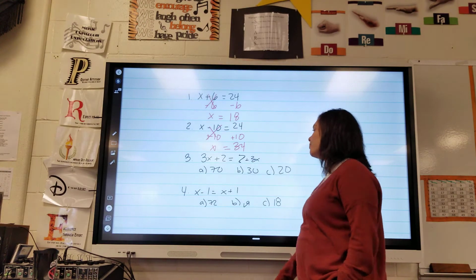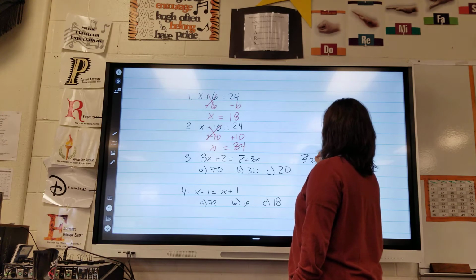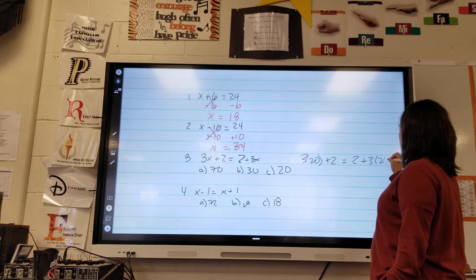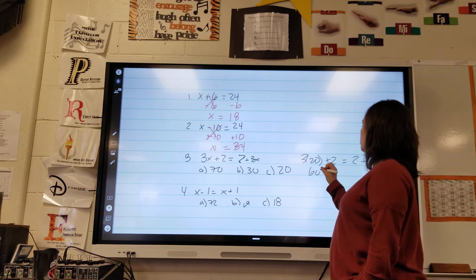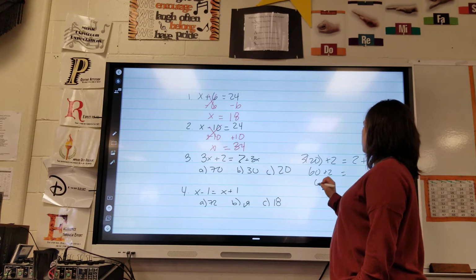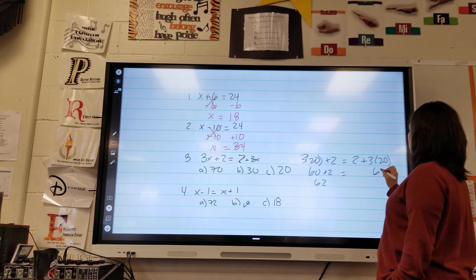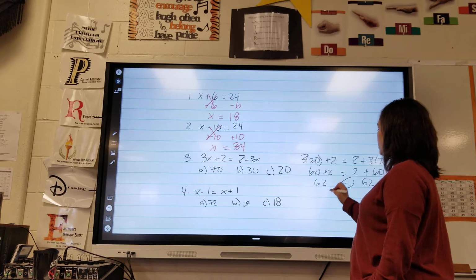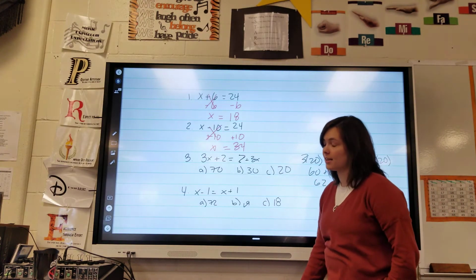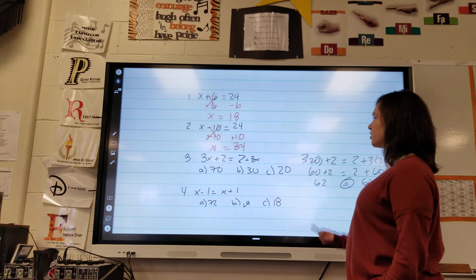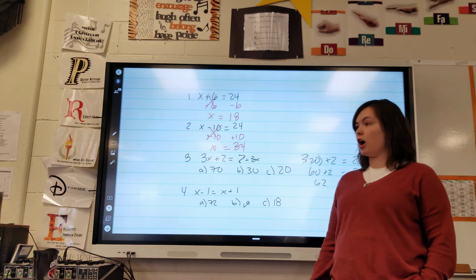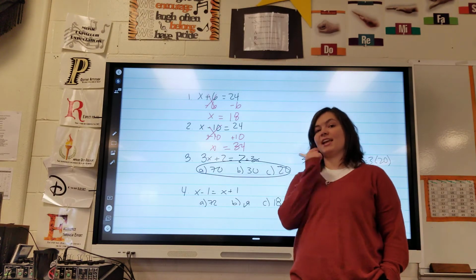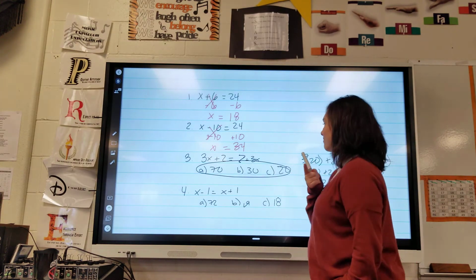Are they equal? Well, 3 times 20 plus 2 is equal to 2 plus 3 times 20. 3 times 20 is 60 plus 2, 62 on that side, 60 plus 2, 62. Does 62 equal 62? Oh yeah, it does. So we know 20 works. Do you think 30 is going to work and 70 is going to work? They are. All of these are true. And it's because of what property? Can you remember? Well, it's addition.